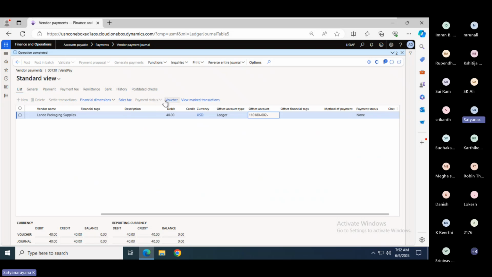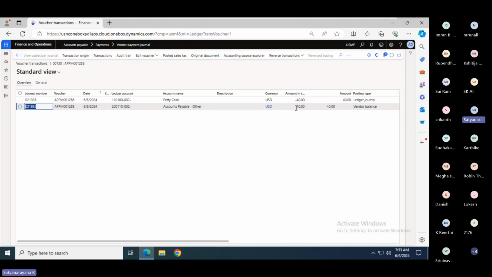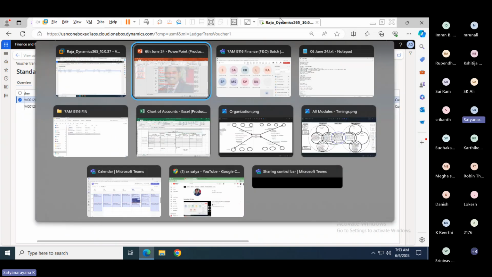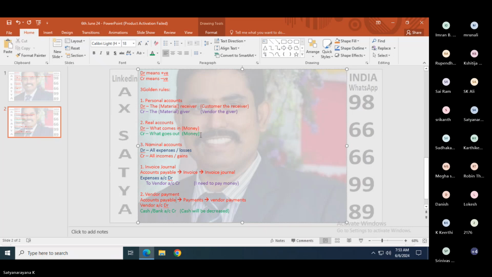Okay. If you verify the voucher, here vendor account debit to petty cash account credit. Vendor balance account debit to petty cash account credit. How to apply this rule: credit means what goes out. The money is going out. So within the bracket I have added.